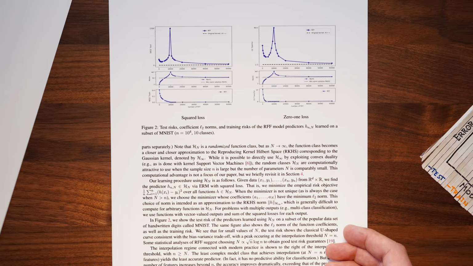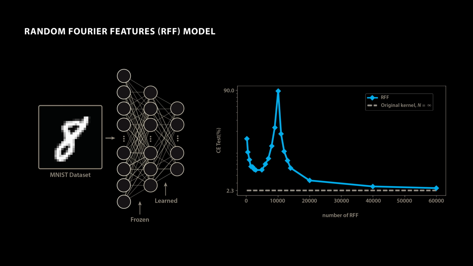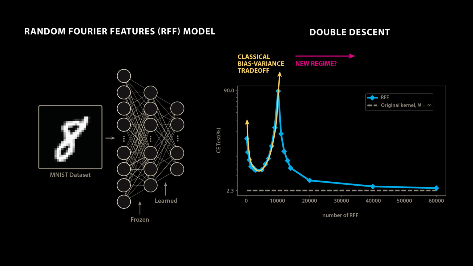The team showed some compelling small-scale demonstrations of exactly this phenomenon on the MNIST handwritten digit dataset. Using a random Fourier feature model, this is essentially a small 2-layer neural network where only the final layer is trained. The team showed that these models would demonstrate the classical bias-variance trade-off curve, but then suddenly shift to a new regime as model size increased further, with test set performance improving dramatically and actually exceeding the test set performance found in the classical regime. The team called the phenomenon double descent.